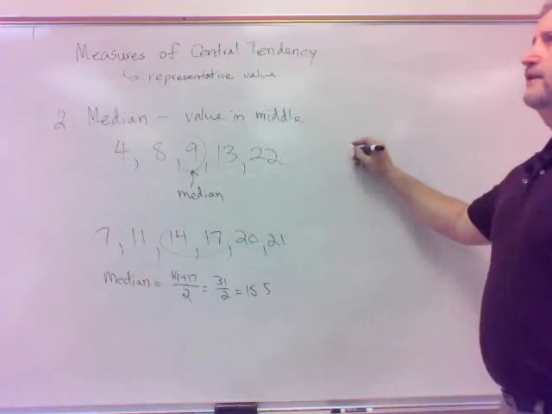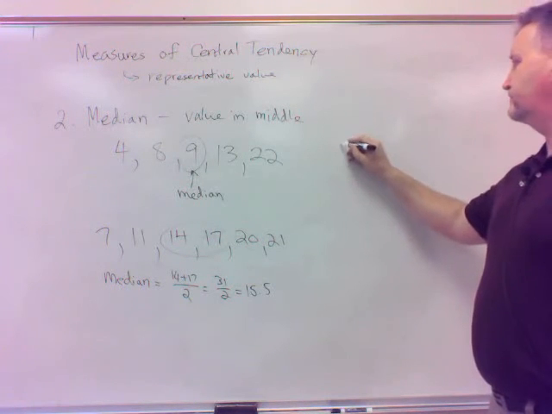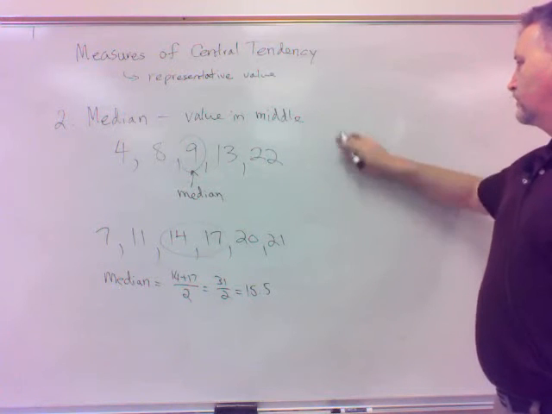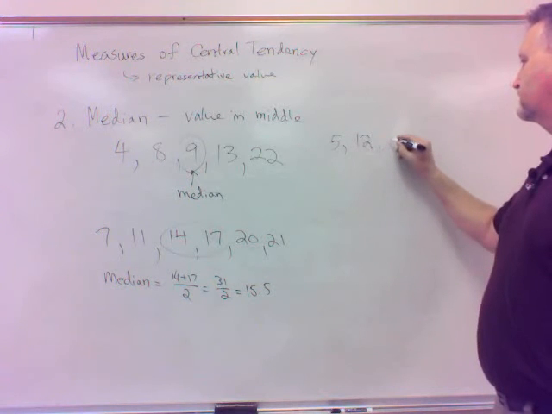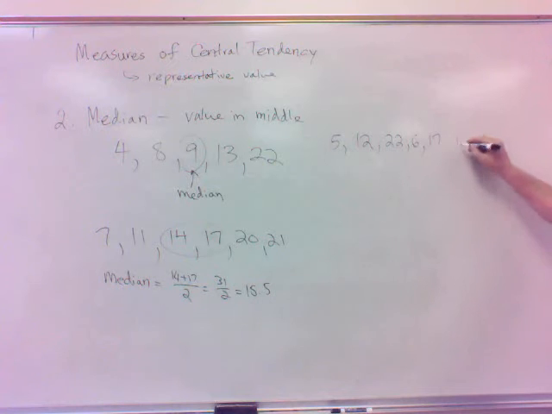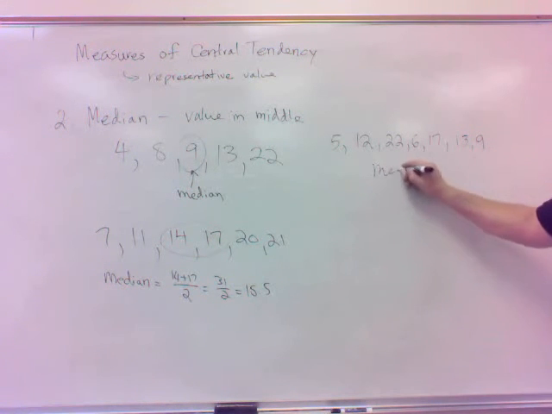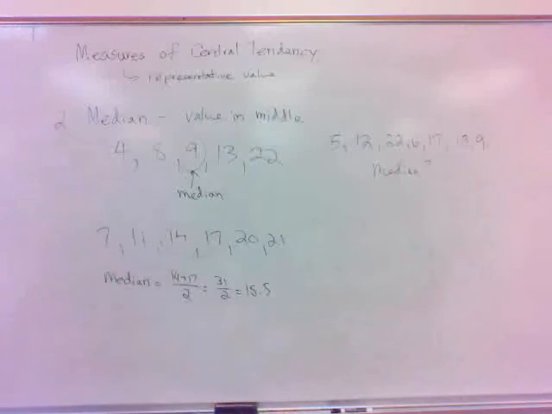Let's say I had 5, 12, 22, 6, 17, 13, and 9. What's the median there? Is it 6? Why is it not 6?